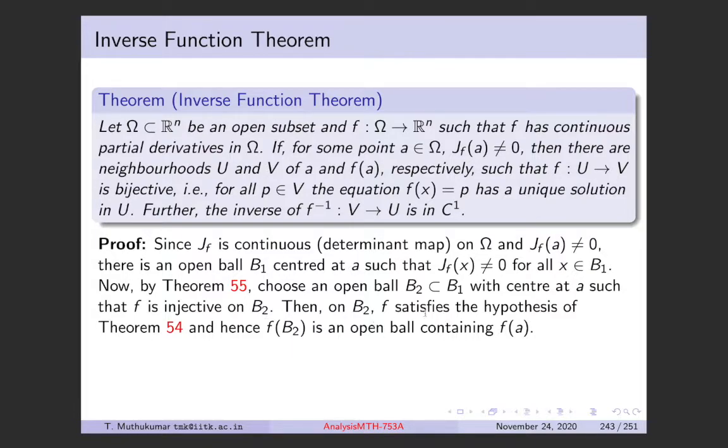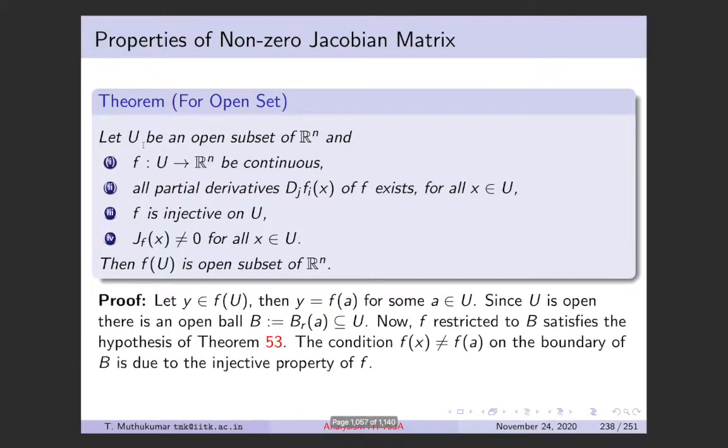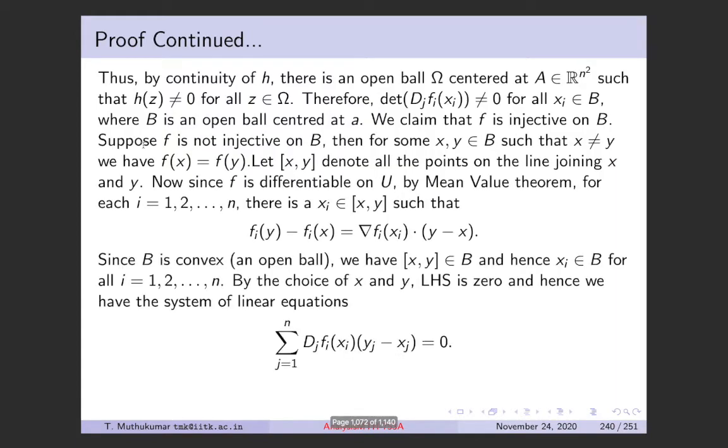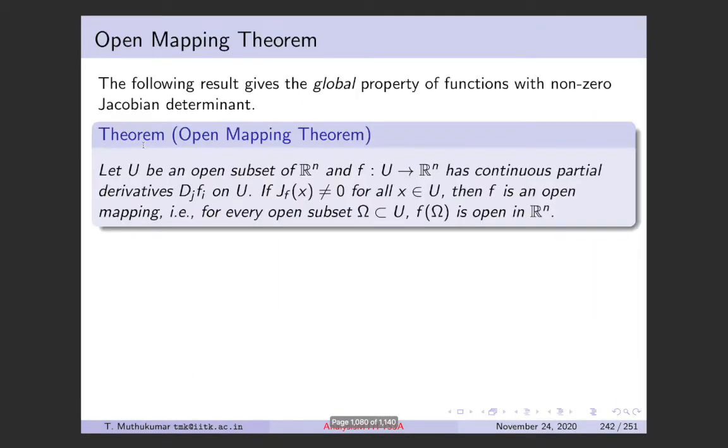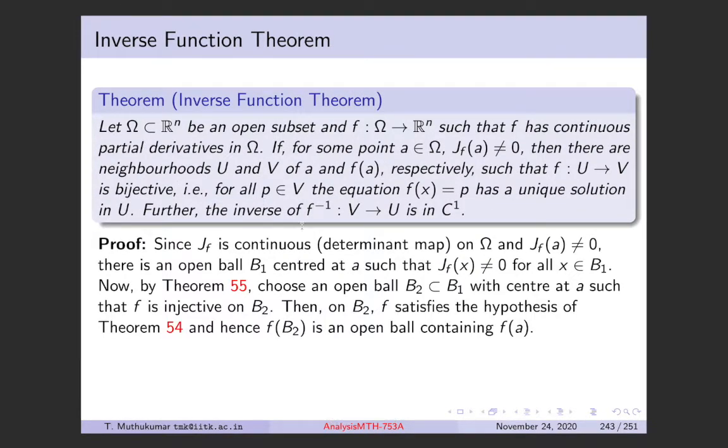Now on B2, f satisfies all the hypotheses of theorem 54, the one that we proved before for open sets. We had proved that whenever f has continuous partial derivatives, f is injective on the set and the Jacobian is non-zero at all points, then f of U is also an open set for an open set U. So you apply this for B2, and you get that f of B2 is an open ball containing f of A.